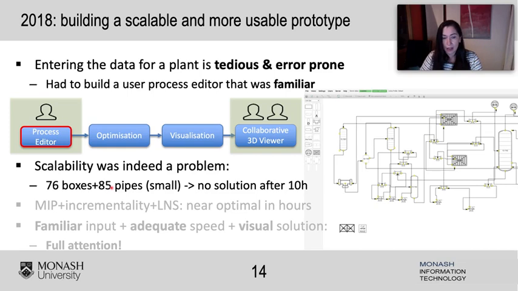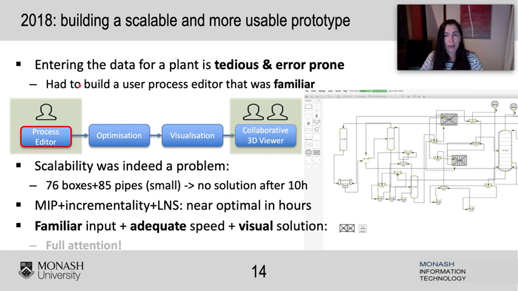So we started using, thankfully, MiniZinc is solver independent, and you can try a lot of different solvers. So we tried lots of them, and Gurobi ended up winning. We built some incrementality to get the first solution, and we also built some large neighborhood search. It took us a very long time trying many different things, and finally we were getting near optimal solutions in a matter of a few hours, and for much bigger plants than this one. So suddenly by mid to end of 2018 there was no problem. Speed was good, and now we had a familiar input thanks to the process editor. We had adequate speed, and that's important. Adequate.